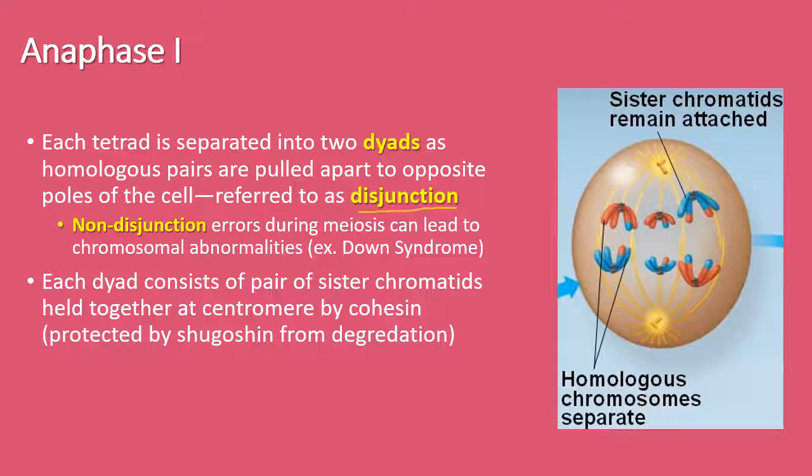So each dyad is going to be one of the homologous chromosomes. It's going to be composed of 2 sister chromatids held together by a centromere that is holding the 2 chromosomes together via that cohesin, which again is protected by the Shugoshin, just like in mitosis.